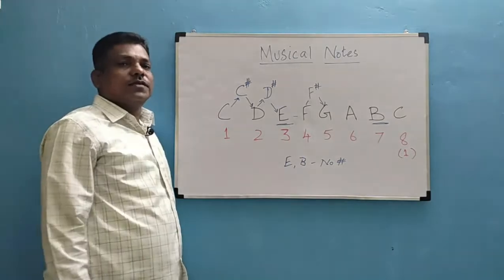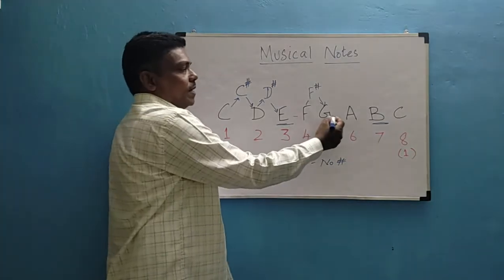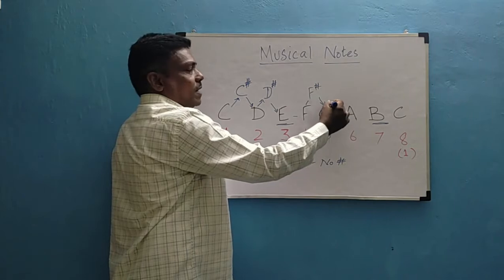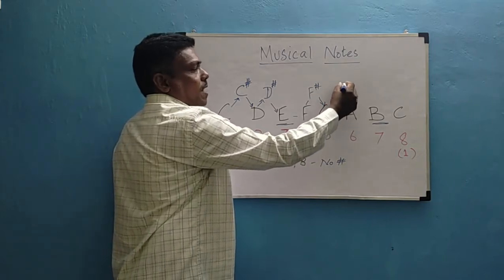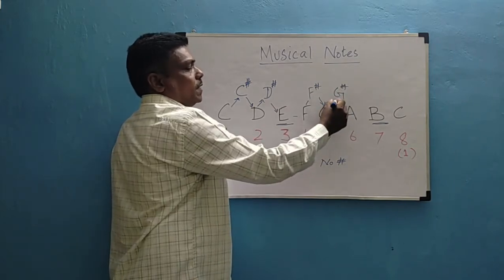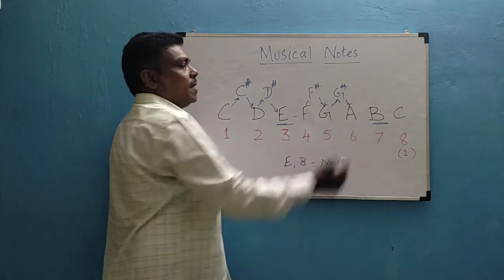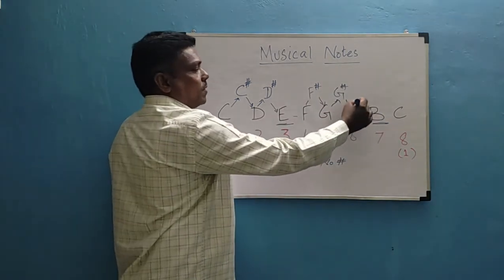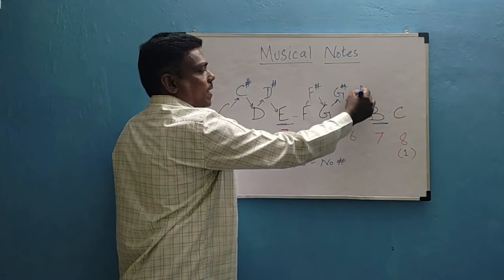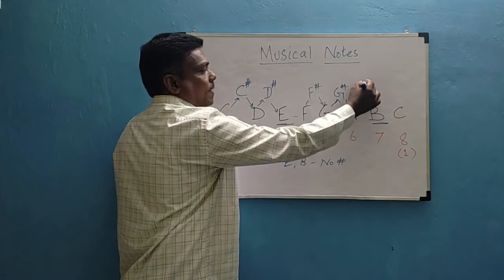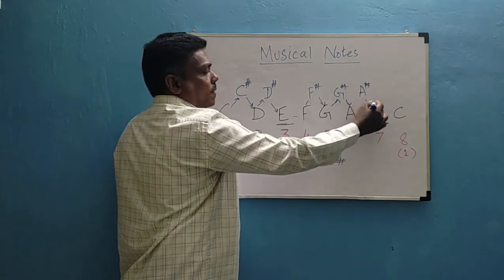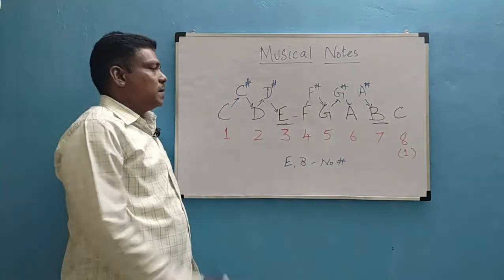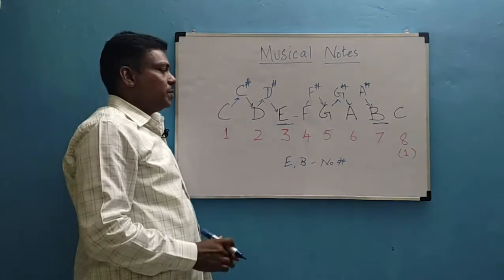Okay, F sharp, G, and then from G the next note is not A. After G you will have G sharp. Then A, and from A the next note is not B. The next note will be A sharp, and then B. B doesn't have a sharp, so you will have C. Okay, this is the arrangement of musical notes.